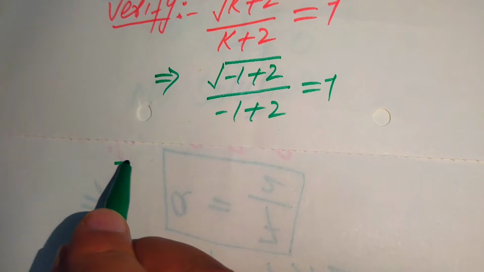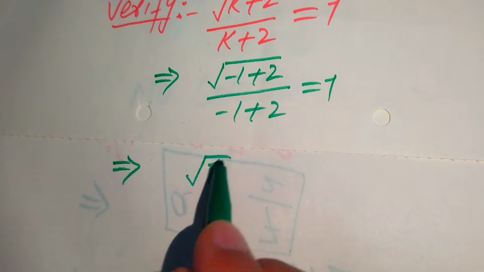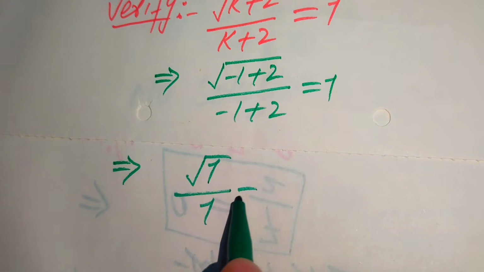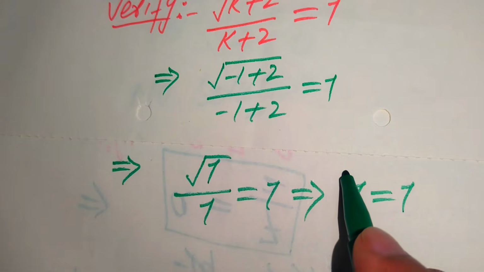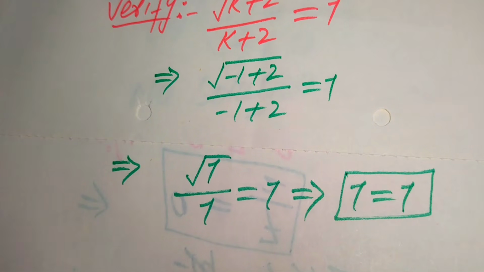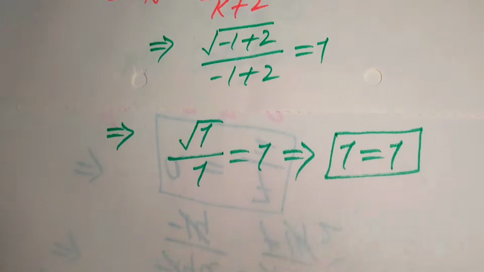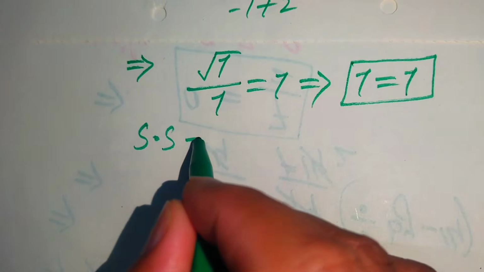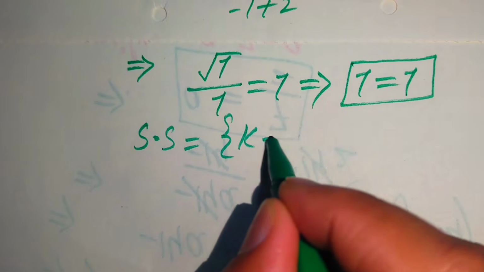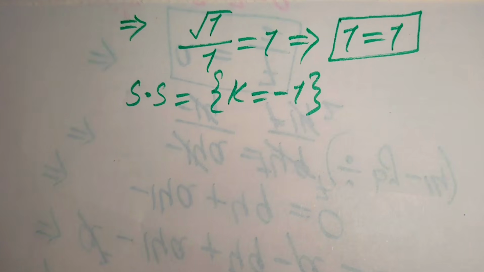And in the next step, we need more simplification here, and minus 1 plus 2 becomes the square root of 1 divided by the square root of 1 is equal to 1, and this implies that 1 is equal to 1. This shows that both of the sides are equal. It means that the above value of k is equal to minus 1 satisfies our given question statement. So finally we have the solution set of this problem: k is equal to minus 1. This is the only one solution which we get here in the first method.